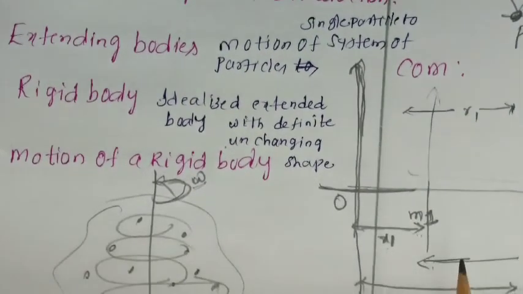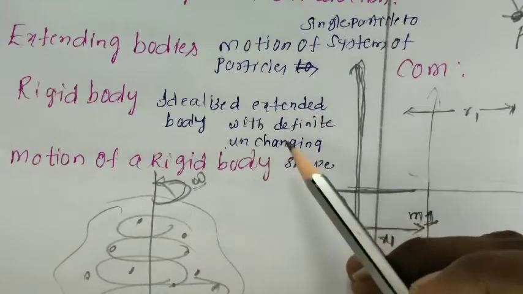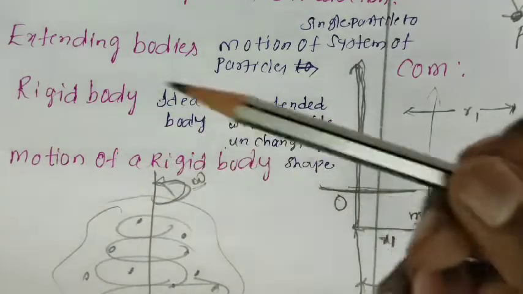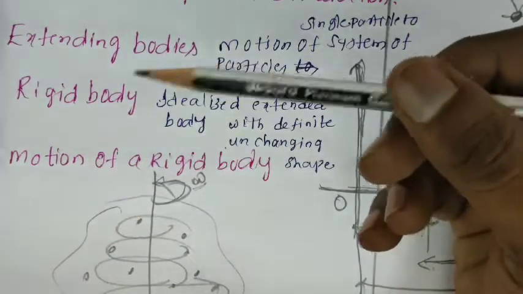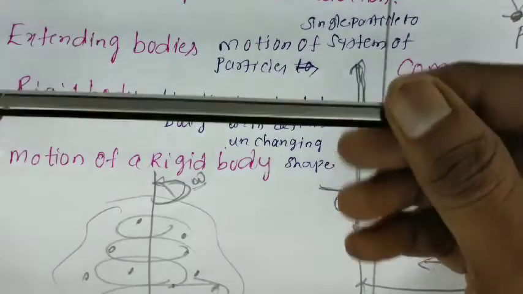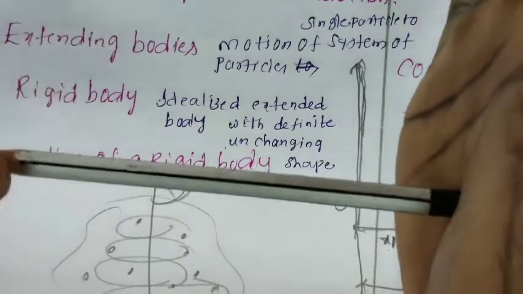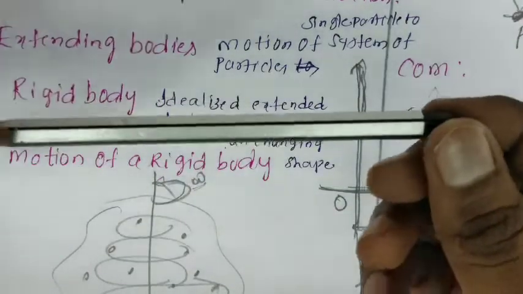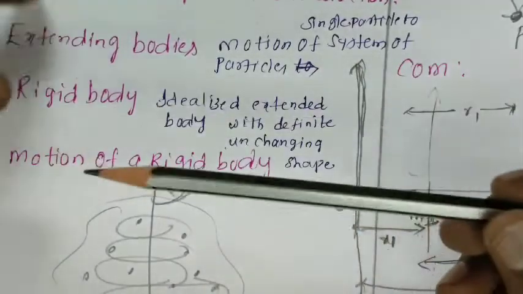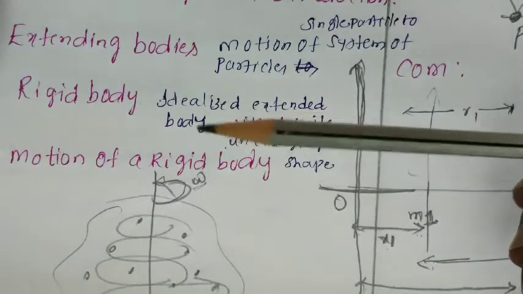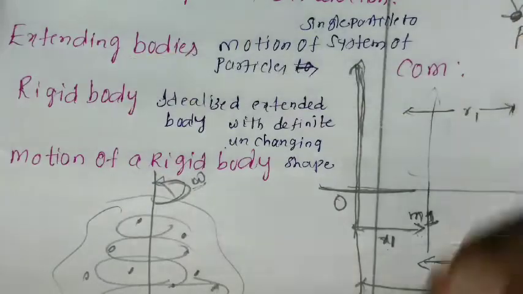And a rigid body. A rigid body is an idealized extended body with a definite, unchanging shape. It does not change its shape. Here, if you take this, it is one example of a rigid body. If you apply force on this side and this side, actually due to some intermolecular forces there will be some internal change, but that change we neglect. So it won't change its shape, it remains constant. That we call a rigid body.